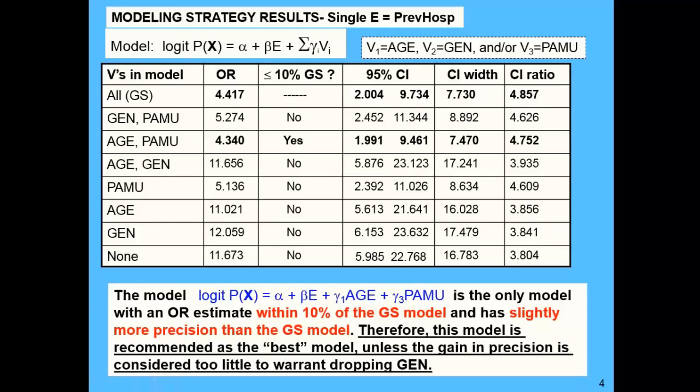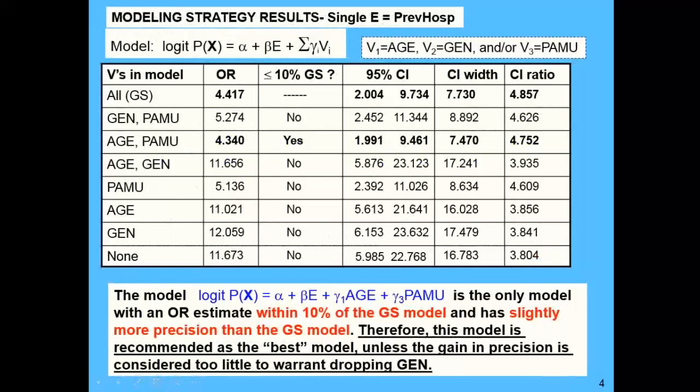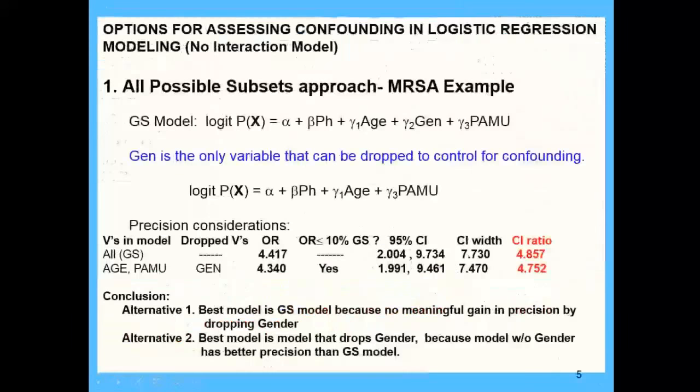Okay, so that's the all possible subsets approach, and we found out that these are the two models that you compare. In fact, what happened was we found that gender is the only variable that can be dropped to control for confounding, right? Gender is the only variable that gives you a model whose odds ratio is within 10% of the odds ratio for the gold standard. So when we did the all possible subsets approach, we're down to two models, and we looked at the two models and we looked at the confidence interval ratio, and this is just what we talked about at the beginning of class today.